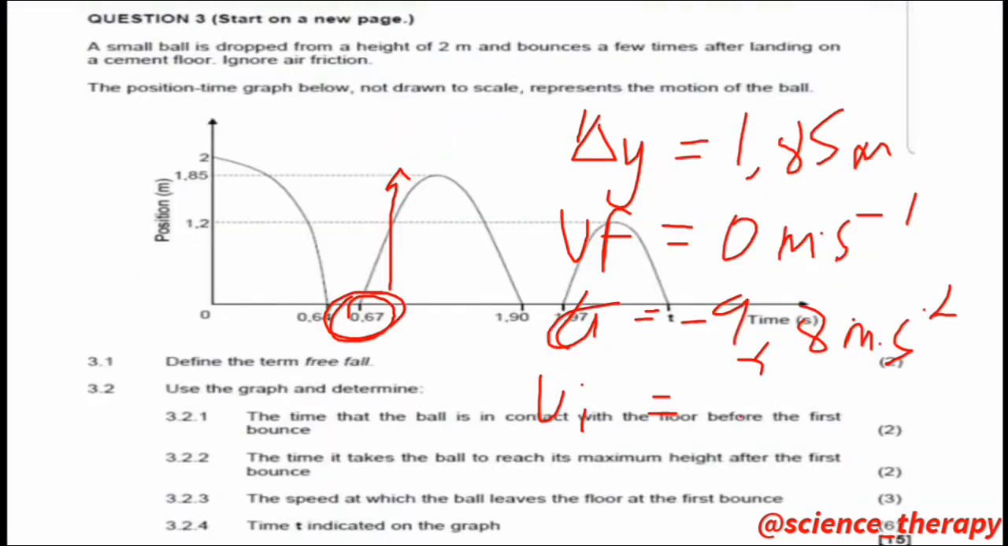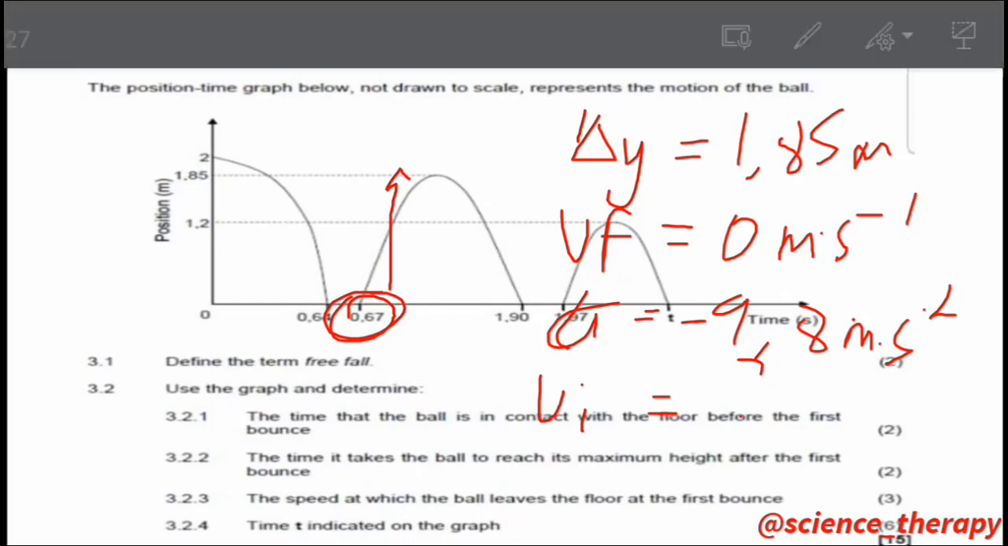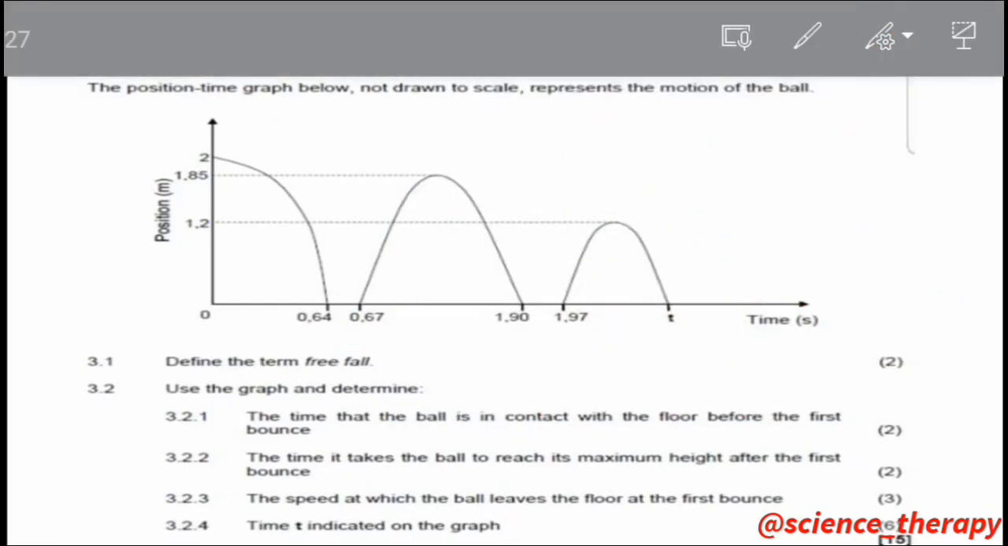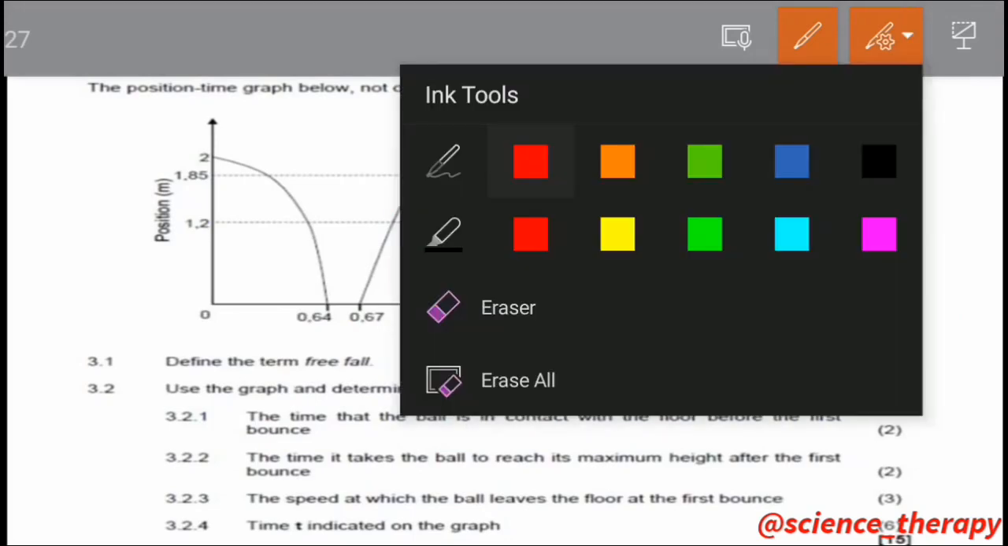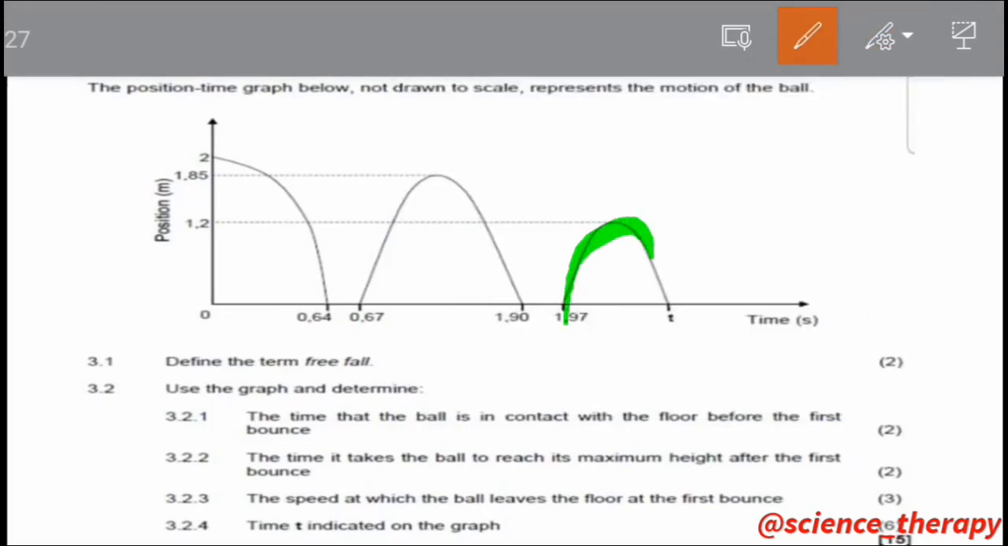Now 3.2.4 says determine the time t indicated on the graph. So now we want to collect data for that one. The time t that we are talking about is here, right? So we are looking at this motion here after the second bounce. So after the second bounce, what information do we have?